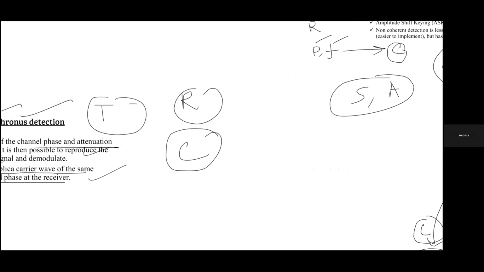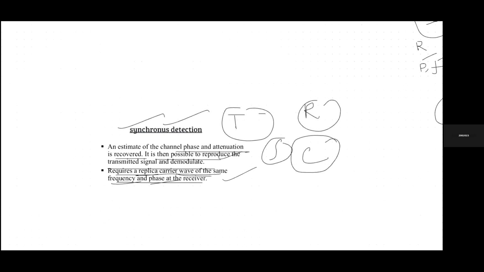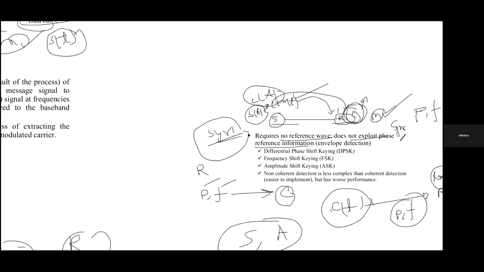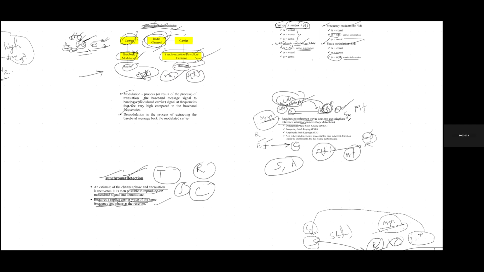Here we can see that it is written that it is possible to reproduce the transmitted signal by the synchronous process. We will need a replica carrier here of the same frequency and phase for the synchronous detection. Now we are going to talk about the asynchronous detection, where we will not need this type of reference information of the frequency and amplitude of the sent carrier signal. We will only need the modulated signal in the asynchronous detection.